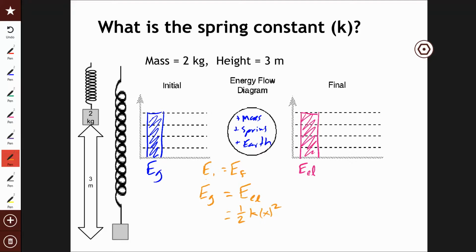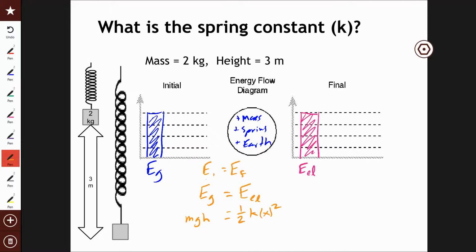So the amount of stretch. It's the amount of stretch in the spring. So in this situation, what's our initial energy going to be? Just gravitational potential energy. Good. So what's the mass times the gravitational field strength times the height?